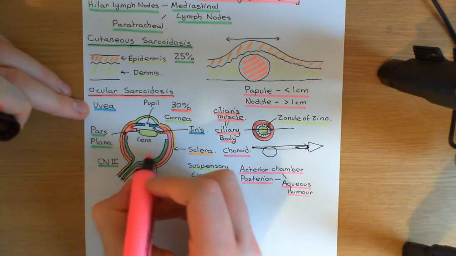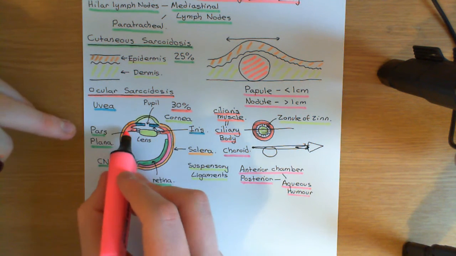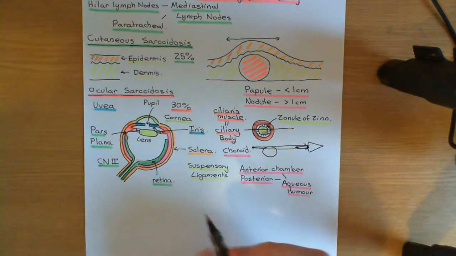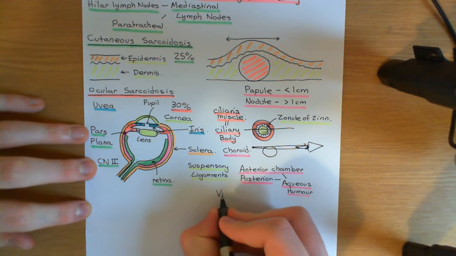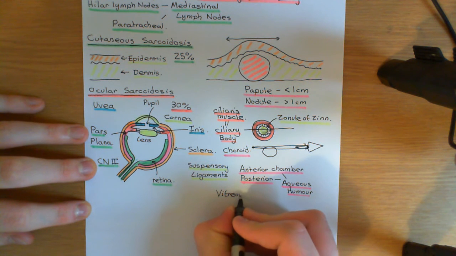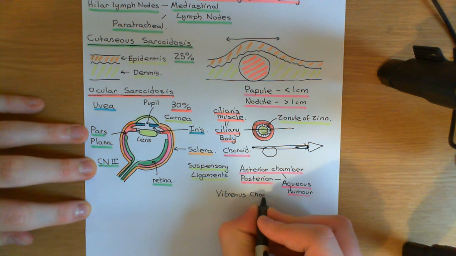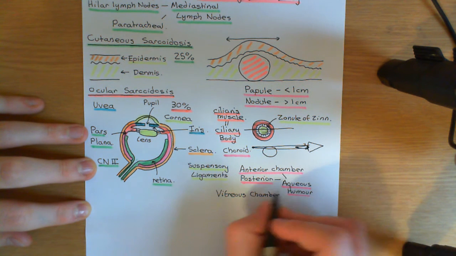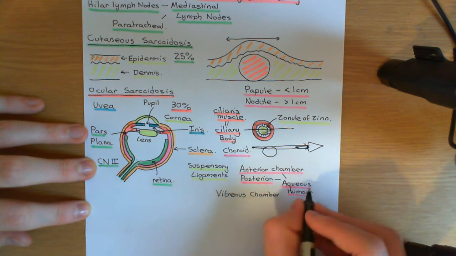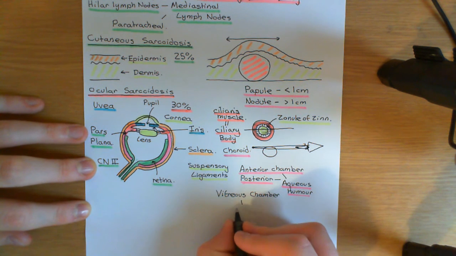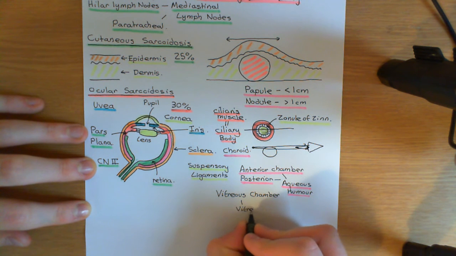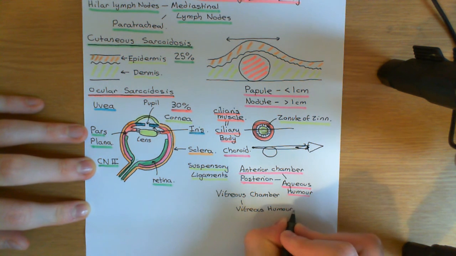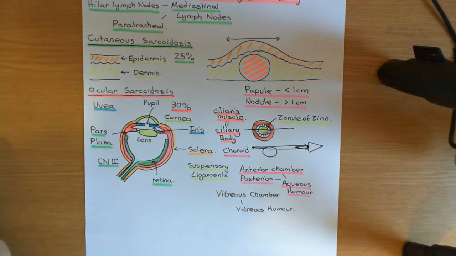This big chamber here, bounded anteriorly by the lens and posteriorly by the retina here, this is what's known as the vitreous chamber. And this is full of vitreous humour rather than aqueous humour, which is much more viscous than aqueous humour. Vitreous humour is more like a jelly, whereas this is more like a syrup. So this is filled with vitreous humour. Okay, right, and I think that will do for our discussion of the anatomy of the eye.